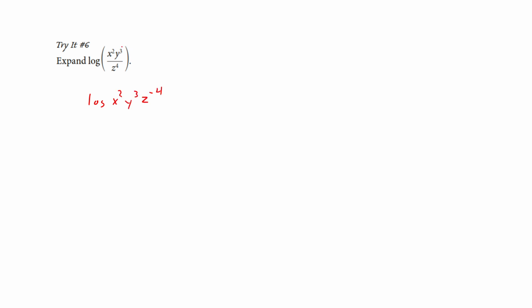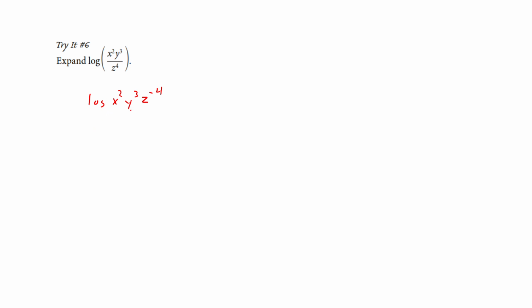Wouldn't you agree this is the same thing? I have just removed z to the 4th from the bottom, I've moved it up top, and now it's z to the negative 4th. Now why have I done that? Because now I'm just going to do the product rule and then the exponent rule, and it's all going to work out without any difficulties that can arise. The quotient rule can introduce some difficult issues, and this will avoid them.